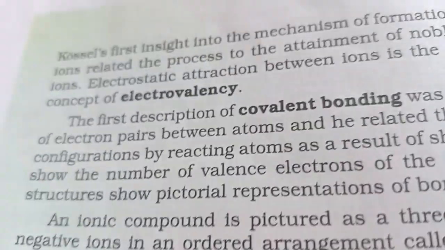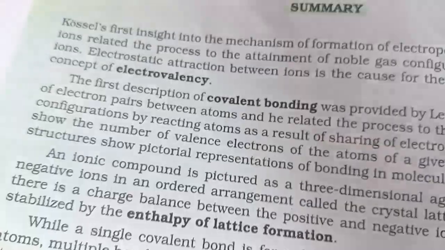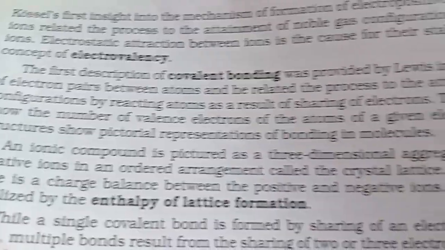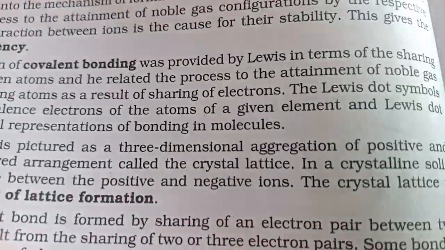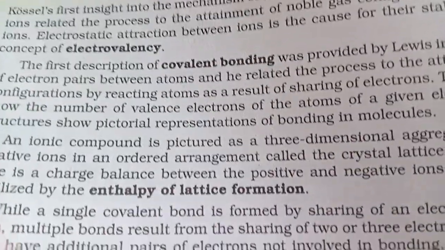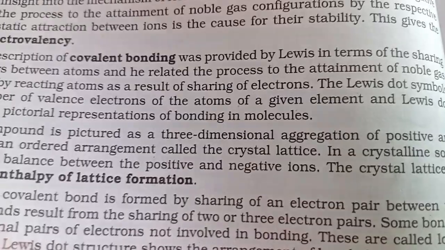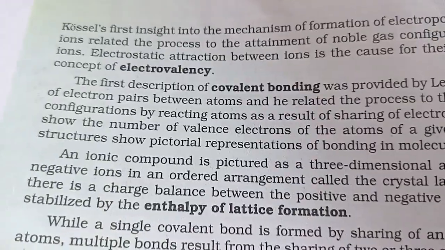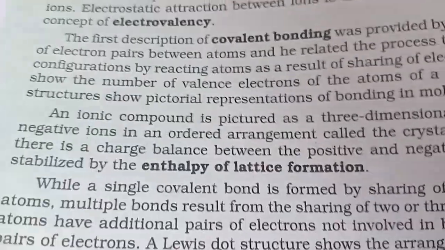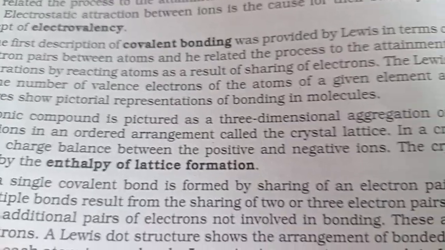The first description of covalent bonding was provided by Lewis in terms of the sharing of electron pairs between atoms, and he related the process to the attainment of noble gas configurations by reacting atoms as a result of sharing of electrons. The Lewis dot symbols show the number of valence electrons of the atoms of a given element, and Lewis dot structures show pictorial representations of bonding in molecules.